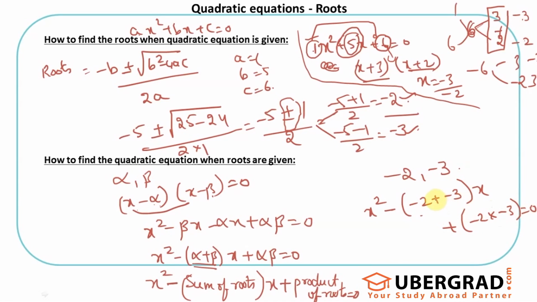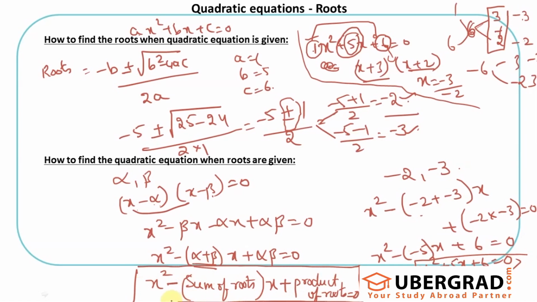Minus 2 plus minus 3 is minus 5. But I see minus outside also. So minus of minus 5 is, let me write like this. I'll get minus of minus 5x plus minus 2 into minus 3 is 6 equals to 0. Minus of minus is plus 5x. So x square plus 5x plus 6 equals 0. I can write it directly like this, right? Using this formula, x square minus sum of roots plus product of roots equals 0.